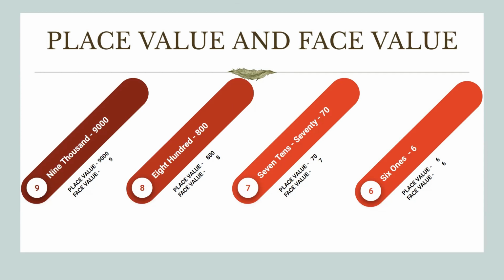Like if we say the number 9,000. So what will be the place value of 9? Ma'am, the place value will be 9,000 only. Yes, 9,000 only, because we will put the value it has according to its position.